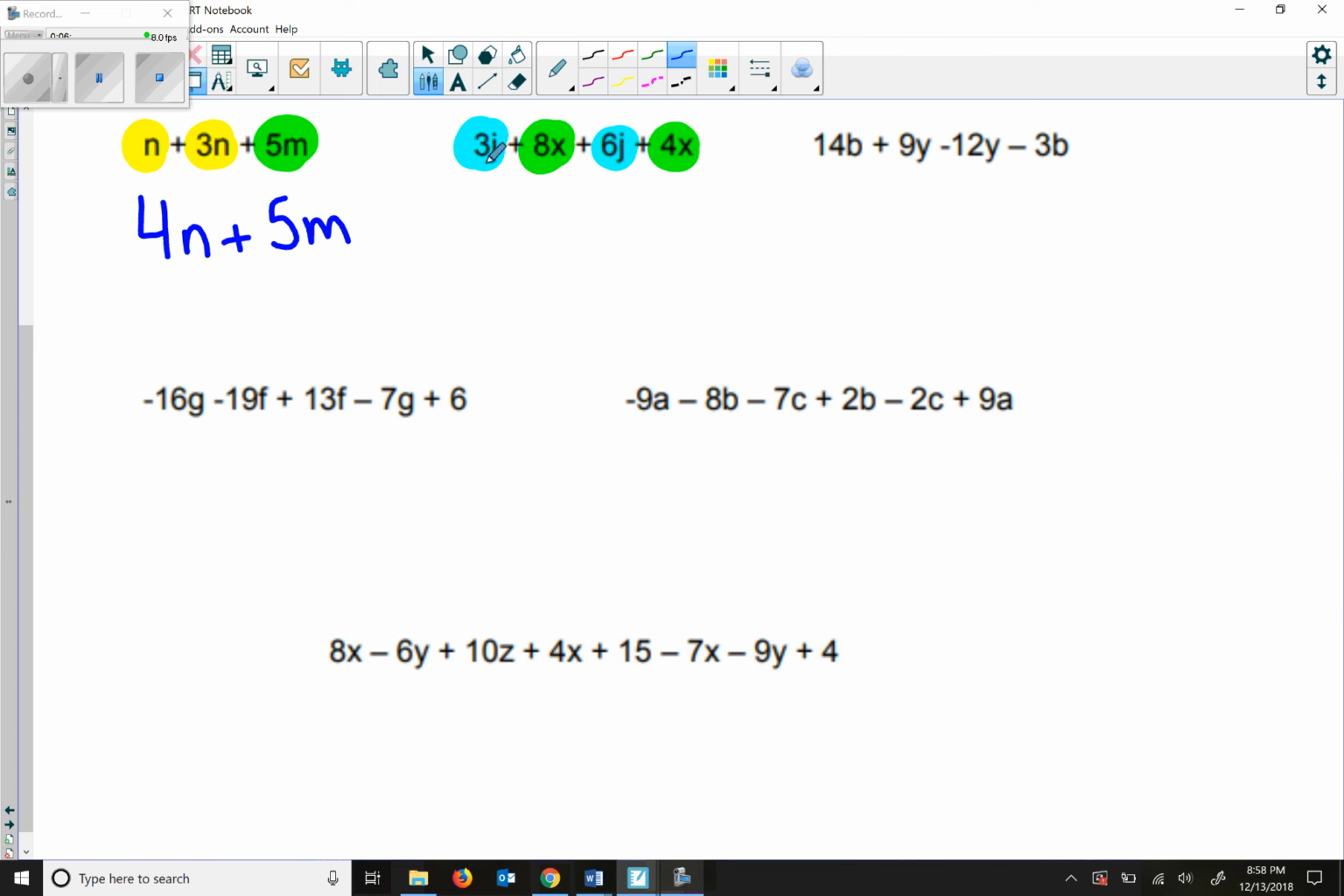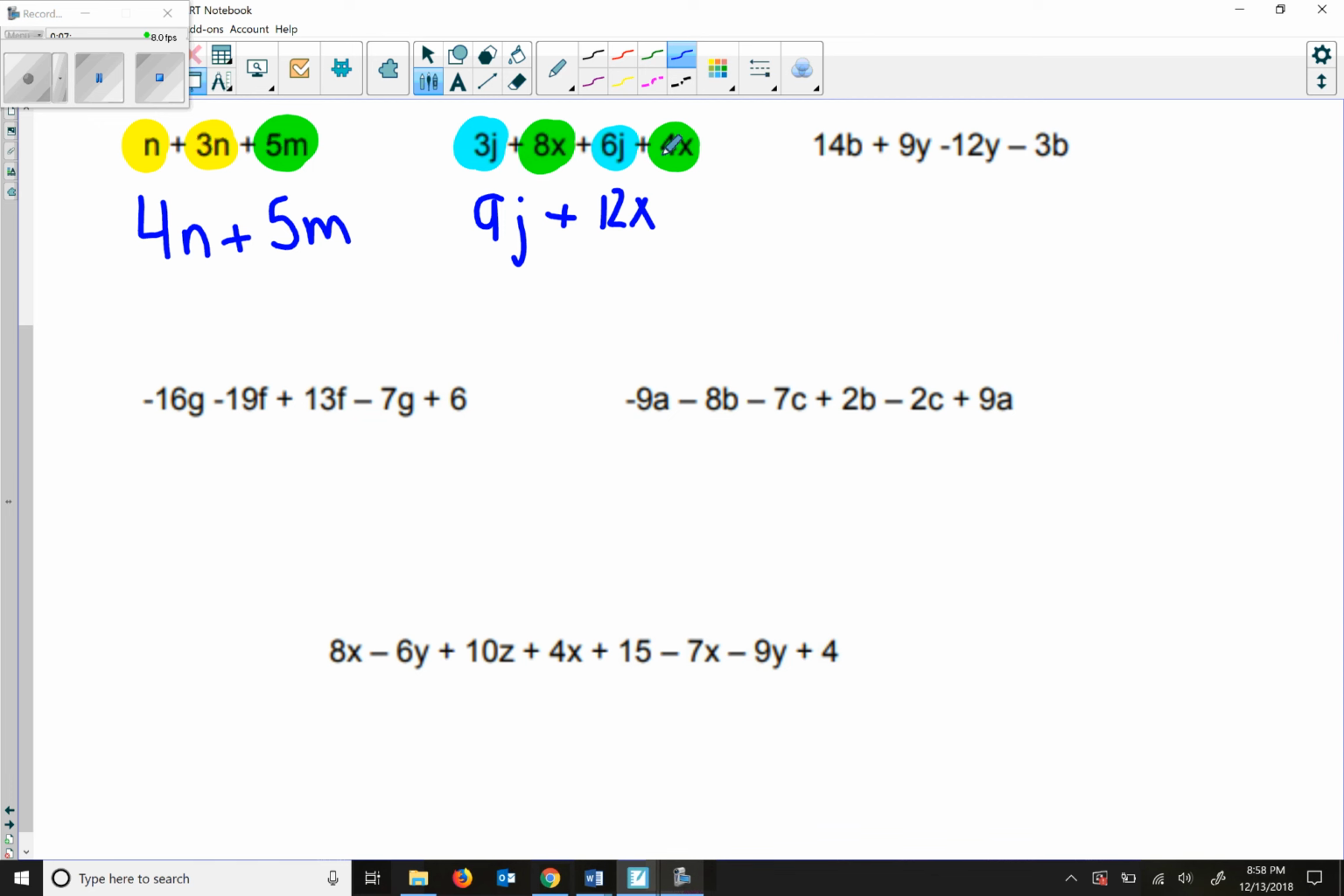So if I take 3J plus 6J, I end up with 9J. If I take 8X plus 4X, that's going to give me 12X. And that would just be my answer then.